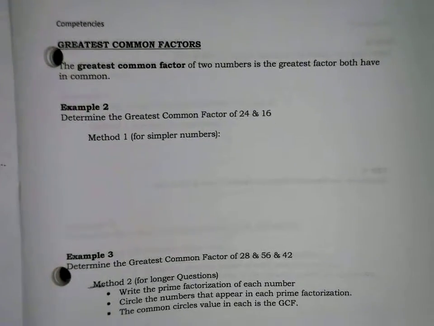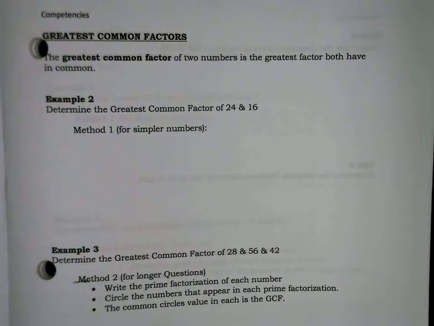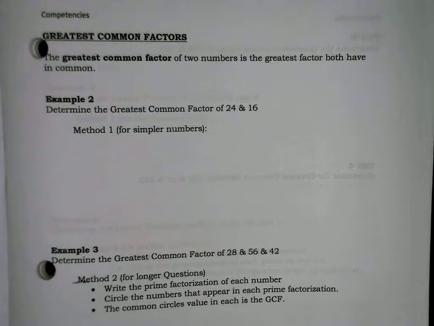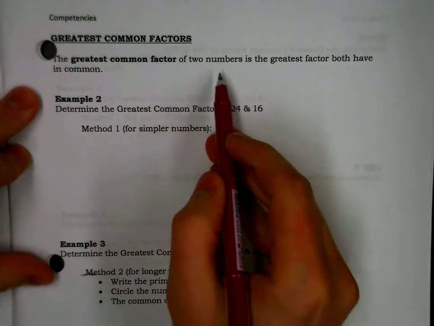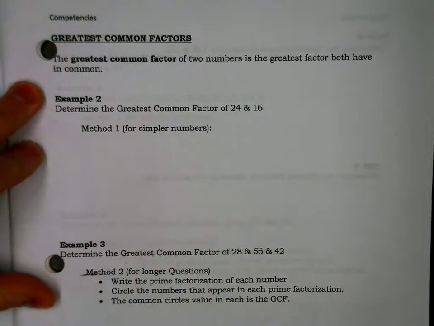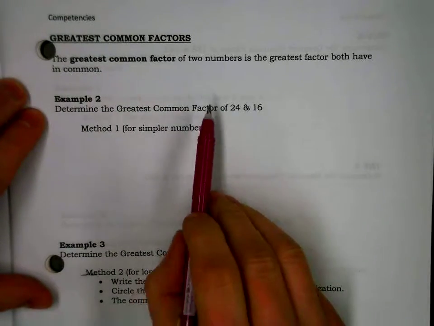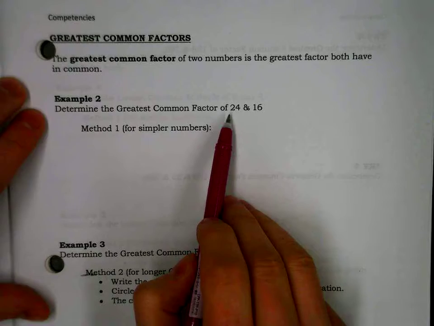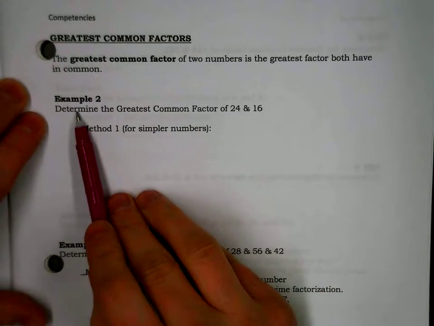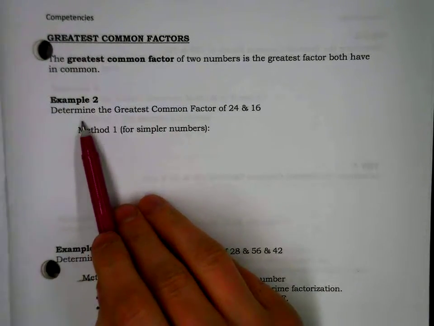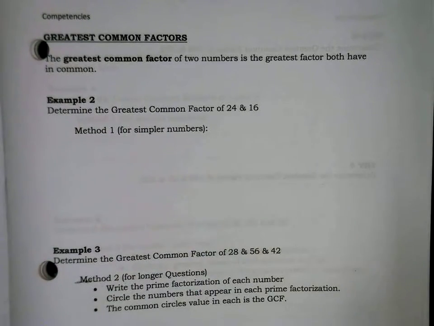Greatest common factors becomes our next task, and this is one of the 2 things that I mentioned at the beginning of the lesson. The greatest common factor of 2 numbers is the greatest factor that both have in common. So, looking at all the factors of 2 numbers, what do they have in common that is the largest? So, for example 2, we have the greatest common factor of 24 and 16.